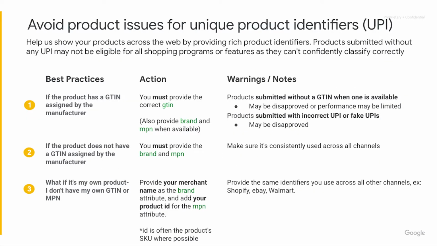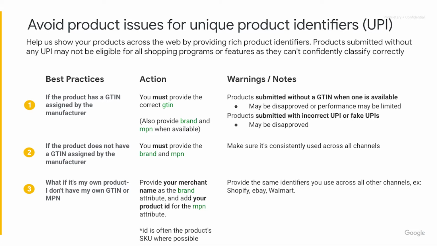The importance of providing rich product identifiers is to help us show your products across the web. So products submitted without any unique product identifiers may not be eligible for all shopping programs or features as they can't confidently classify it correctly.